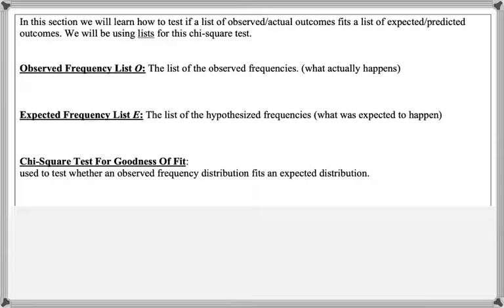The observed frequency list O is the list of observed frequencies, which is what actually happens. The expected frequency list E is the list of hypothesized frequencies, which is what is expected to happen. So the chi-square test for goodness of fit is used to test whether an observed frequency distribution fits, which means is the same as, an expected distribution.